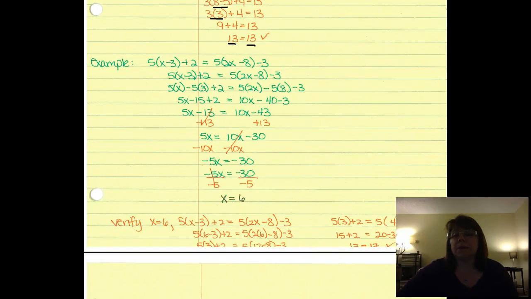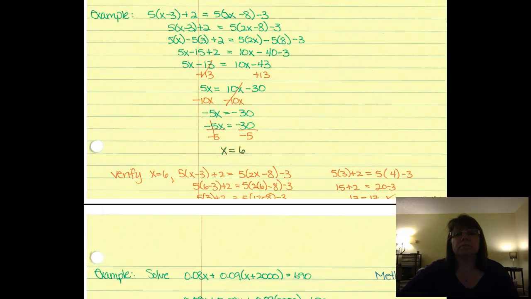All right, here's a little bit bigger problem. 5 times the quantity x minus 3, plus 2, equals 5 times 2x minus 8, all minus 3. Okay. Now I'm going to start moving stuff around. I can distribute. I can do all kinds of stuff. I think this time around, I'm going to distribute as much as I can first, and then combine like terms and go from there.